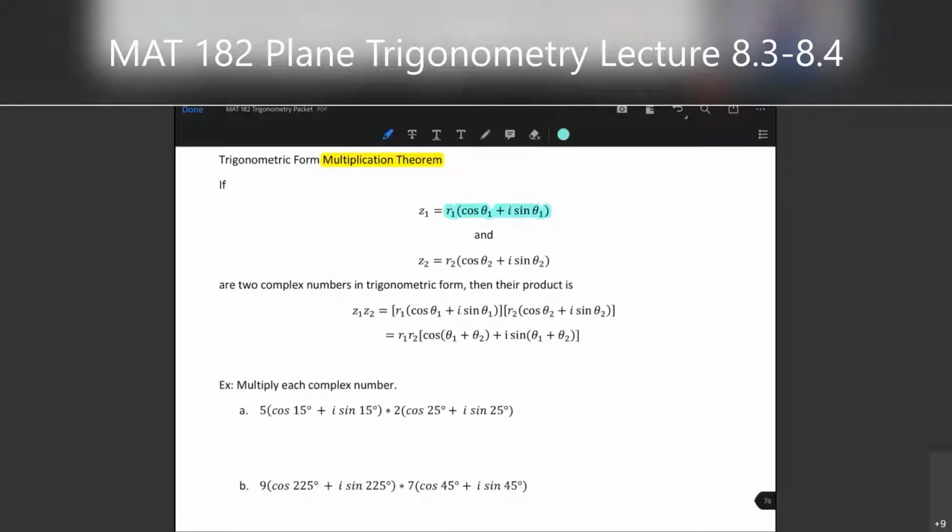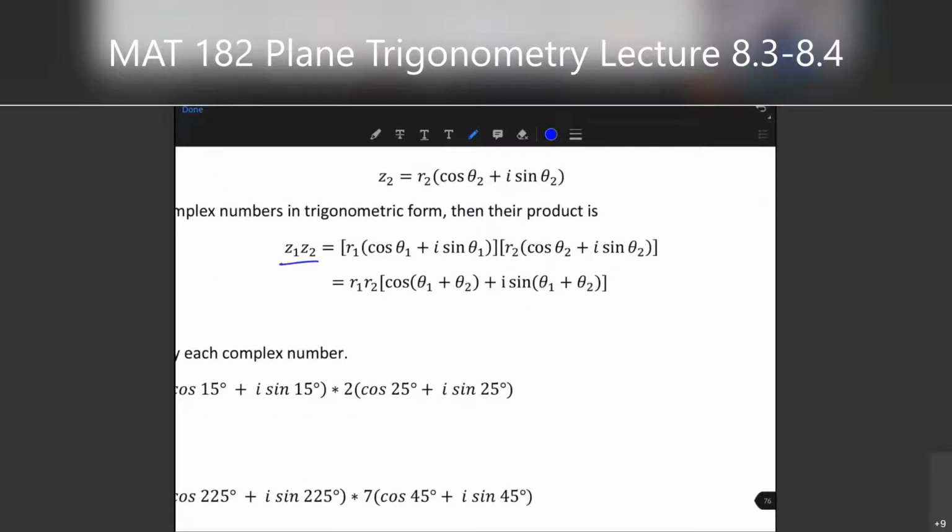So if we have two complex numbers of the same form, just different values, then we can take their product and we'll call that z1 times z2. And what we'll end up doing is we'll take the product of what we'll call the modulus. So this is the product of the modulus. And then we will take the sum of what we call the argument. The sum of the argument.